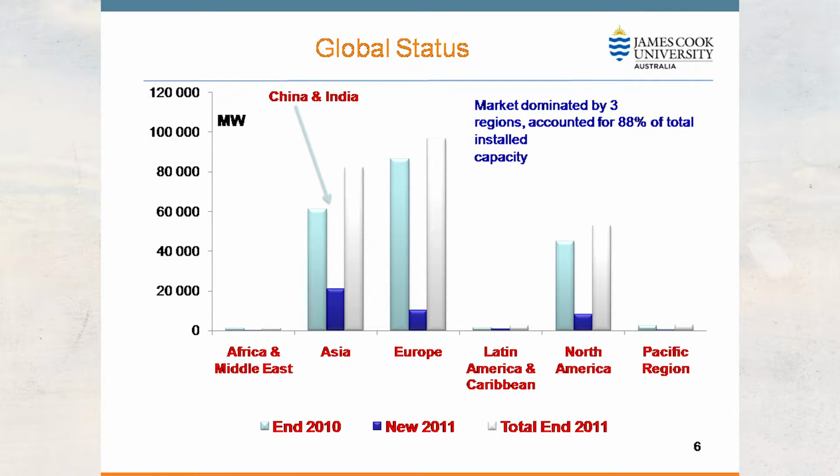The market of wind power is dominated by three regions: North America, Europe, and Asia. When I say Asia, I mean India and China. The rest of the Asian countries are not active, but China and India are extremely good and active in using wind power.